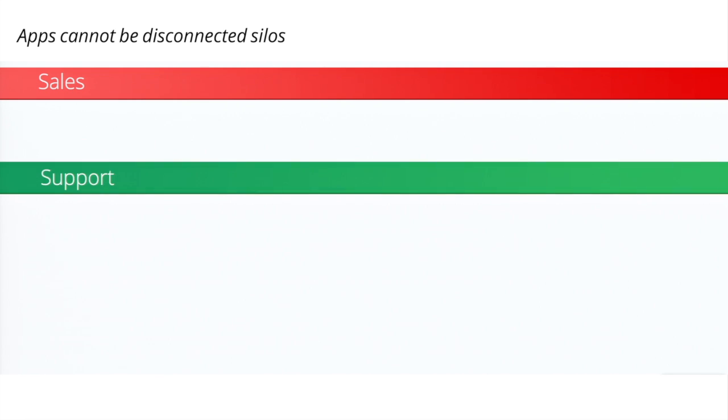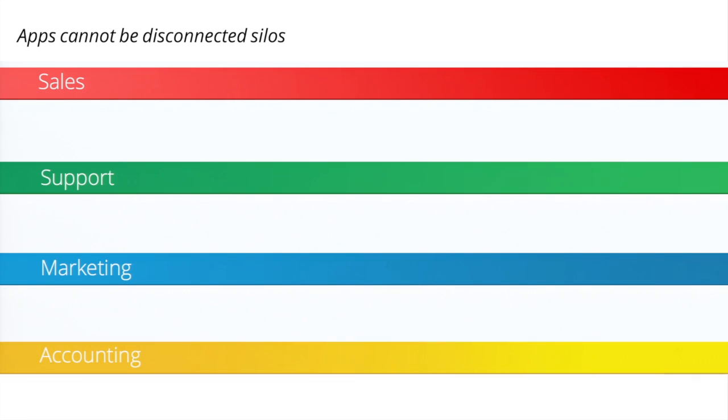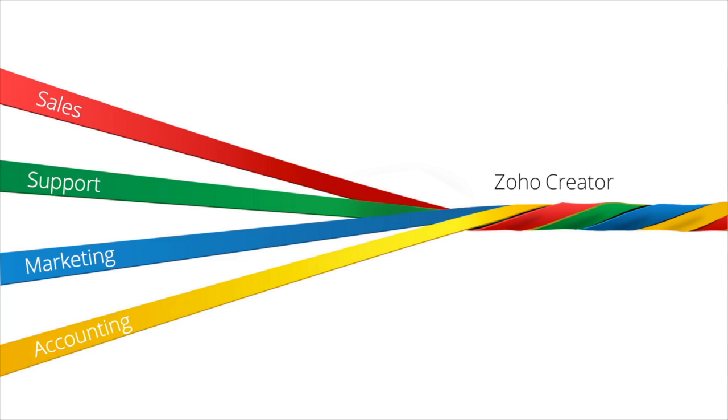Apps can't be these disconnected silos. Like we mentioned before, except everyone has a different analogy. Some people use puzzle pieces, some people use squares, but I'll use ribbons. You have information in different places for different apps, whether they're Zoho apps or other apps, it doesn't matter. And the whole goal is you need to tie them all together.